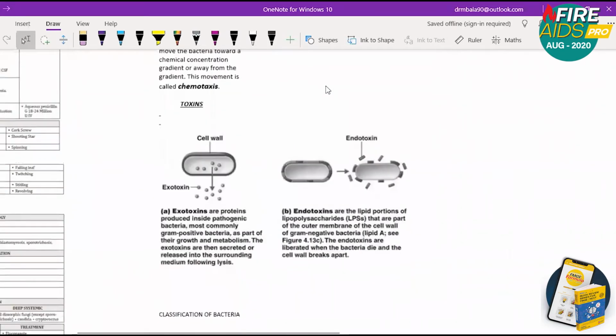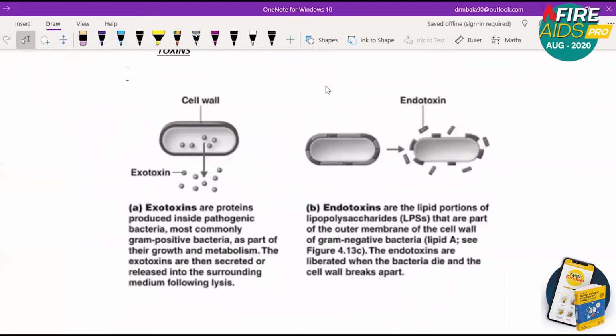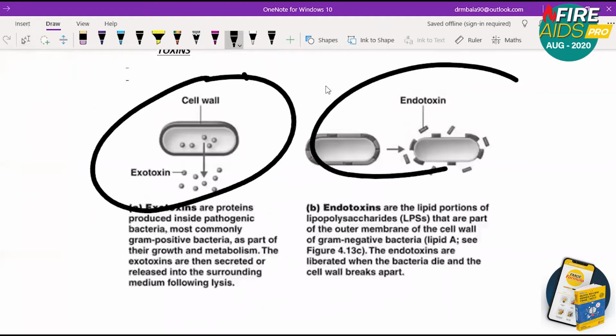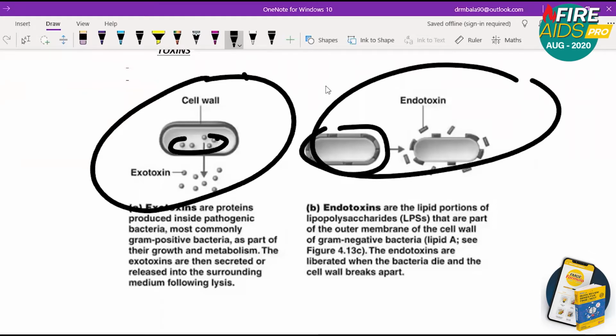Okay. So the bacteria will have 2 types of toxins. One is exotoxin, another is endotoxin. Exotoxin is what is present inside. Endotoxin is the membrane itself. When the bacteria breaks and the membrane separates into small fragments, those will serve as endotoxin. If you know that one point, that should be fine.